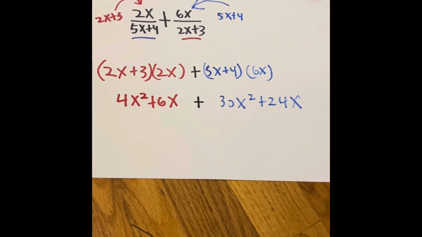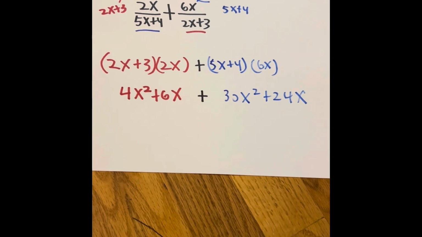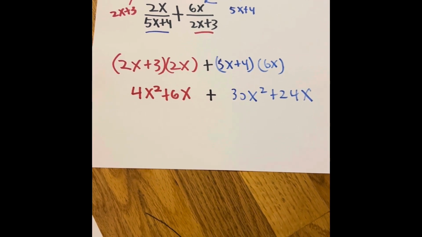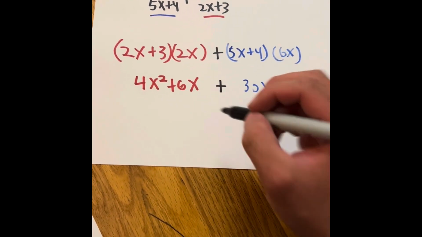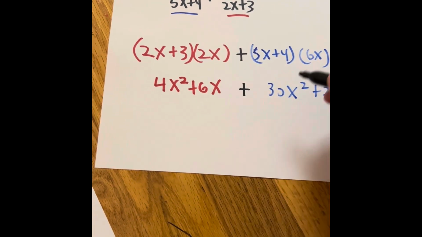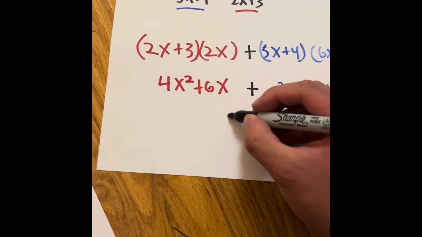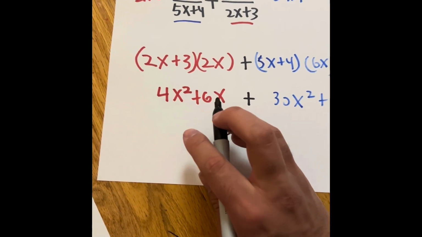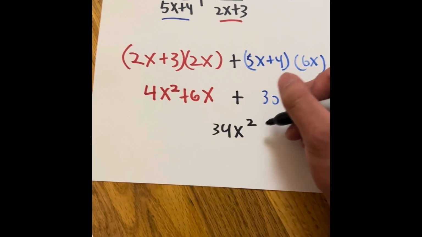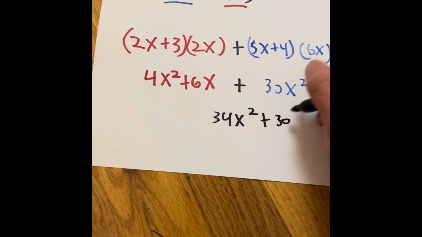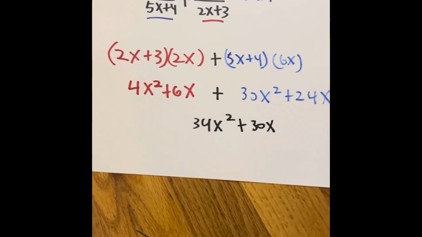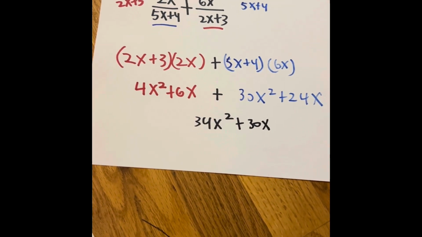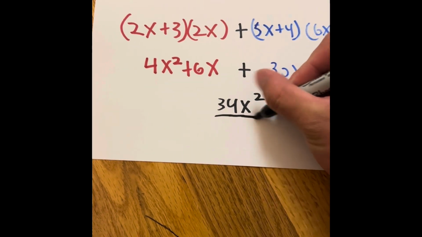We now have to combine like terms so it will help us get to our final answer. So when we have this and this, 4 and 30 is going to go into 34x squared. And we have a 6 and a 24, so it's going to add to 30x. So we have that as the numerator, but now we have to divide that by something.